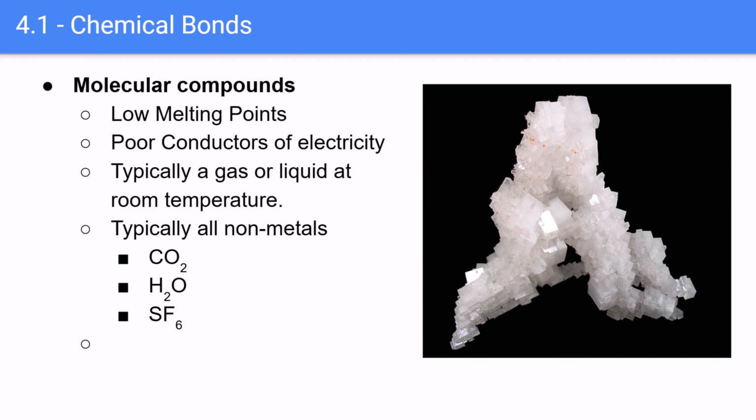Now, molecular compounds are a little bit different. They have relatively low melting points. They tend to be poor conductors of electricity and are typically a gas or liquid at room temperature. These are typically all non-metal compounds, these all contain non-metal elements.